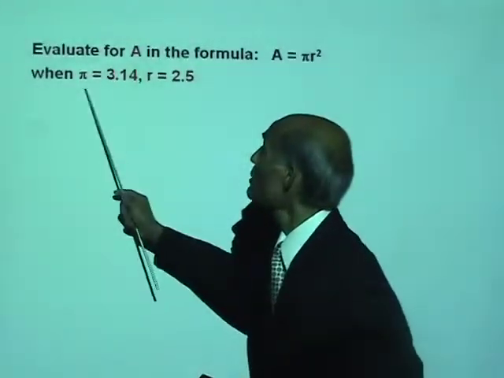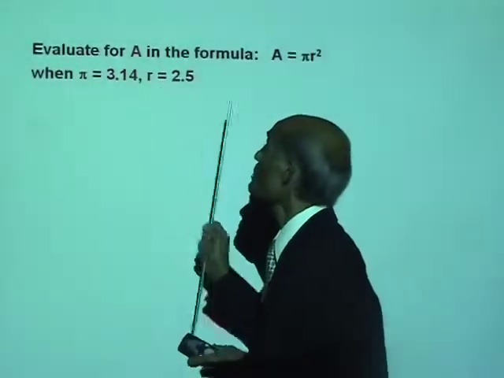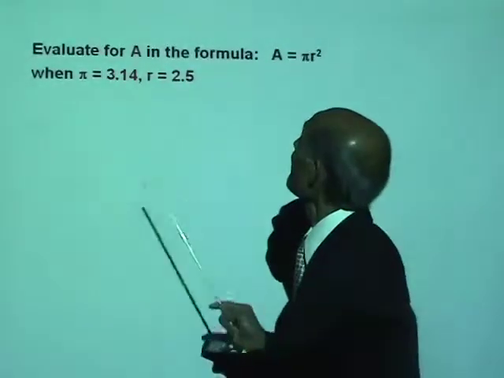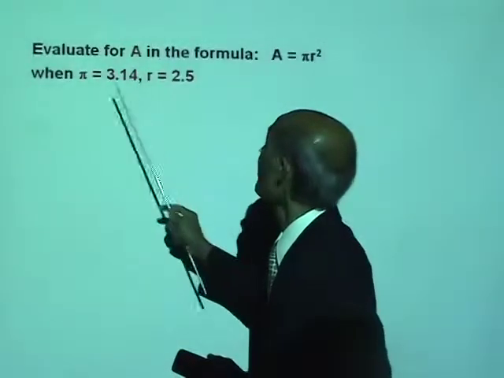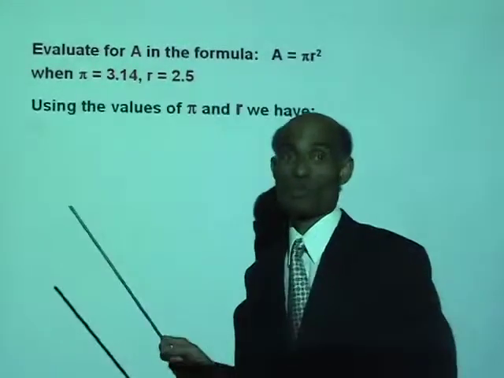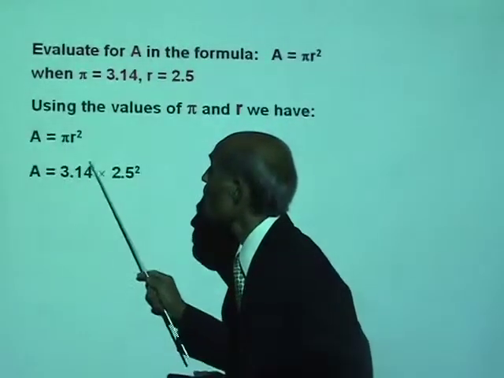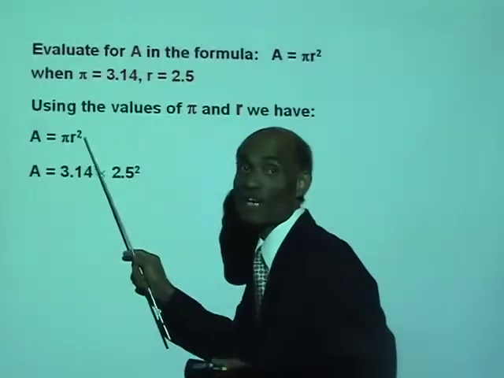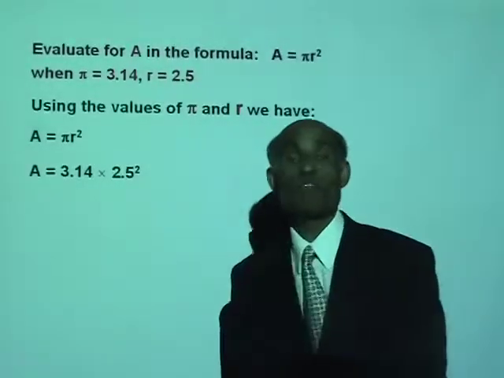Alright? Pi equal to 3.14 and r equal to 2.5. What all we need to do is replace your pi by 3.14 and replace your r by 2.5. So what does that become? It becomes A equal to 3.14 stands for pi times, when r equal to 2.5, r squared is 2.5 squared.